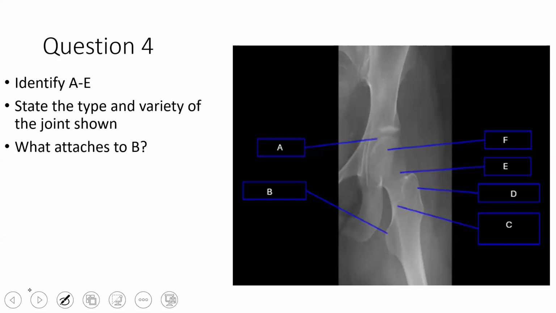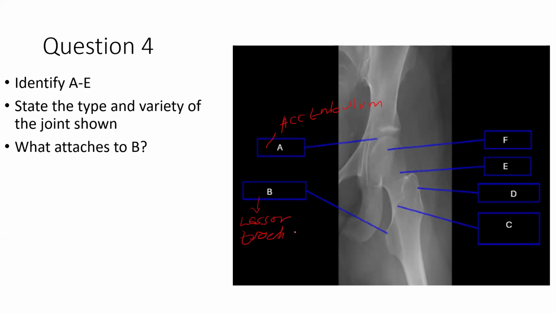A hip joint. Acetabular fossa, or the acetabulum. A is the acetabulum. What's B? B is the lesser trochanter. Wonderful. What is C?